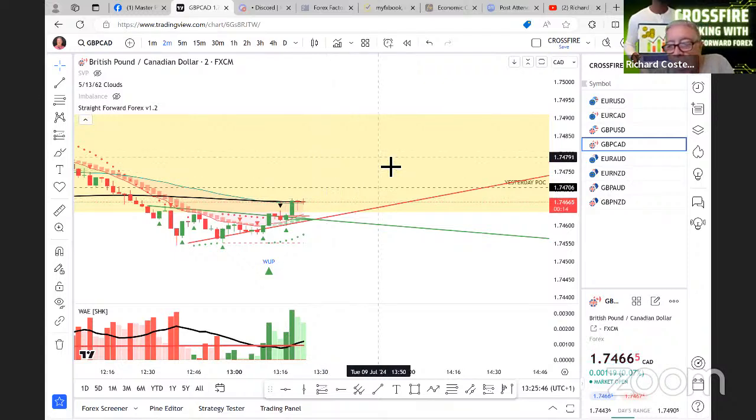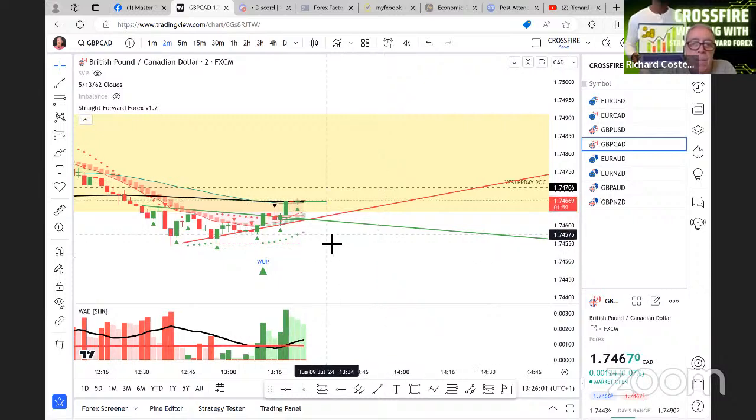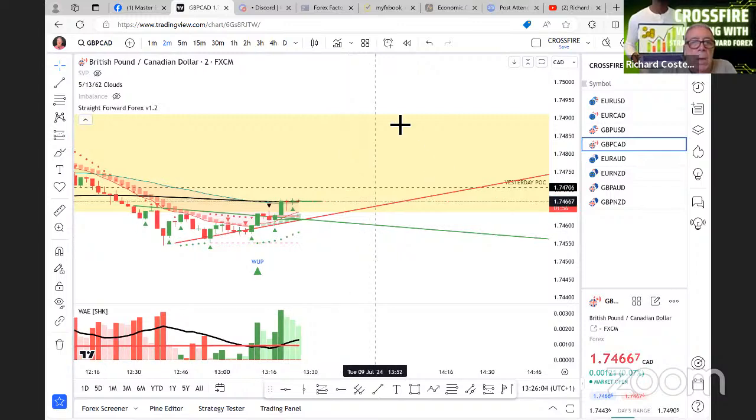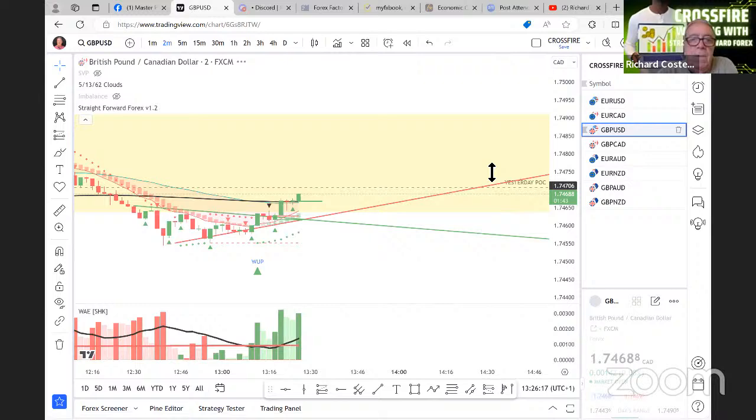Now, the other thing about Crossfire is that every day, normally at exactly 1:30, there can be some price movement. So in 5 minutes' time, we might see a move up or a move down. And that's to do with the fact that the New York market has just opened and they can often do some price manipulation. So GBP CAD, GBP USD.